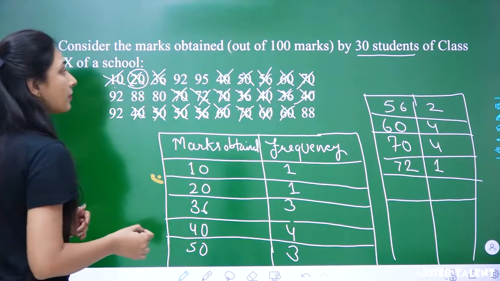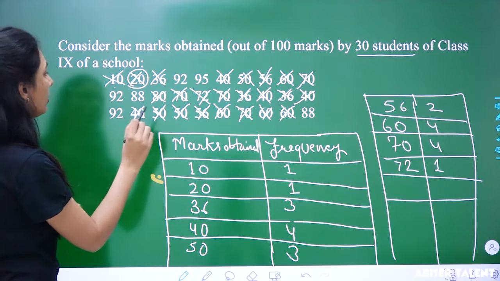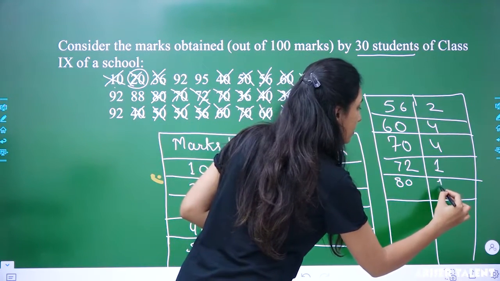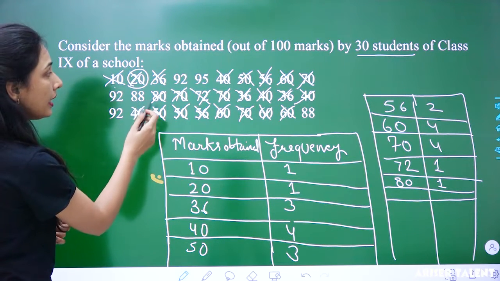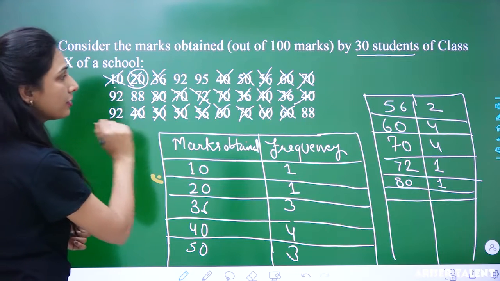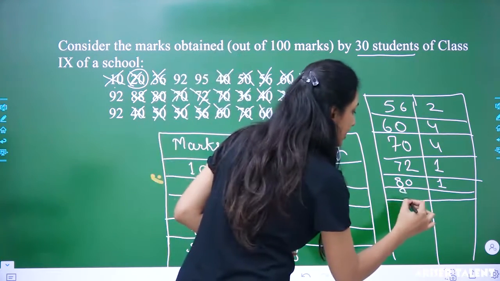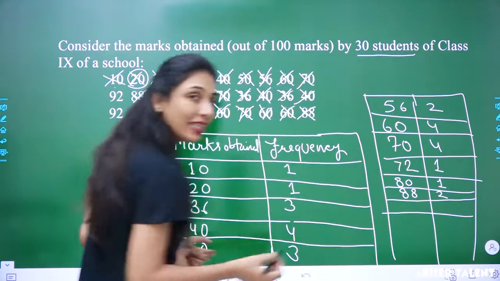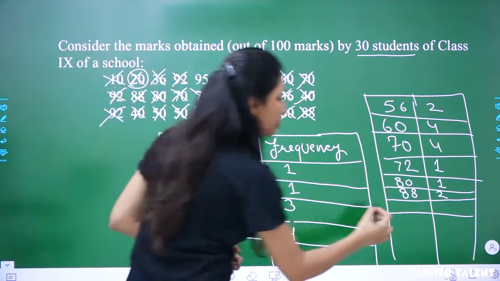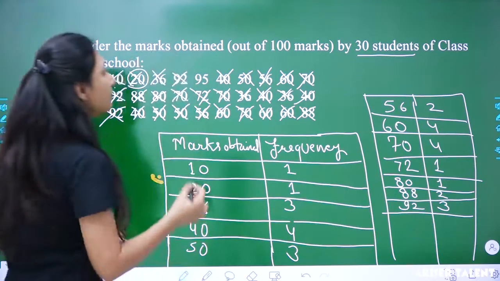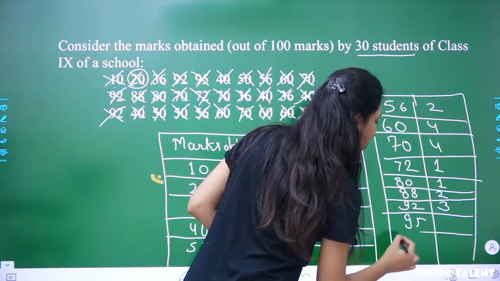Then we are getting 80. 1. Then only 1. So 80 is 1 time. After that, we are getting 88. So 1 and then 2. We are getting 88 2 times. Then we are getting 92. 1, 2, 3. 3 times 92. And then we are getting a 95 once. So 95 1 time.